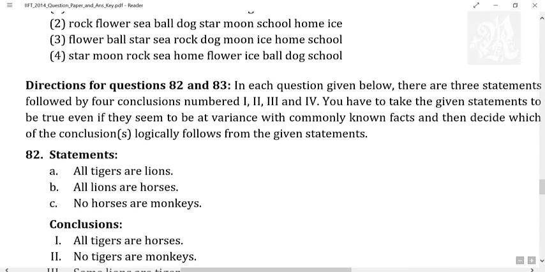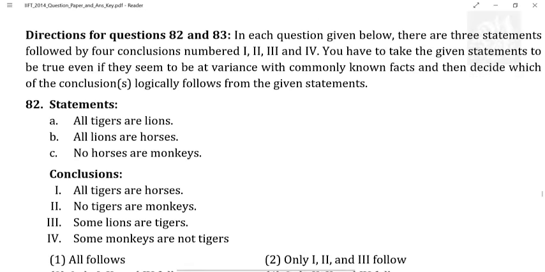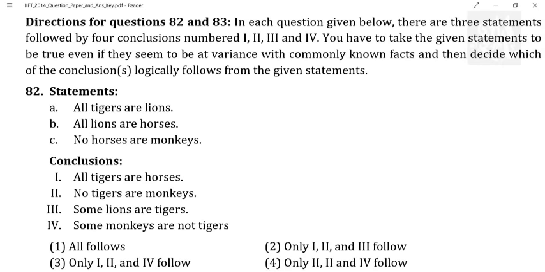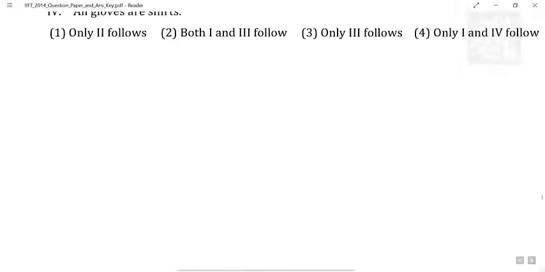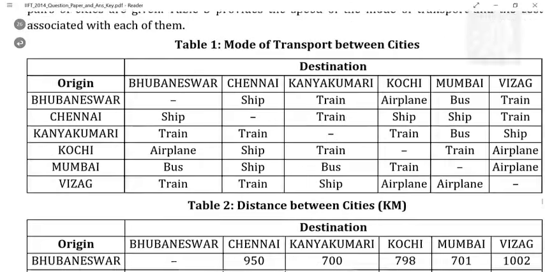So you don't work it out the way you work it out, okay? You don't write it down as such. You've been used to hard work, but use that hard work somewhere else, like simple syllogisms, all tigers are lions. Alright, cool. Let's go ahead.